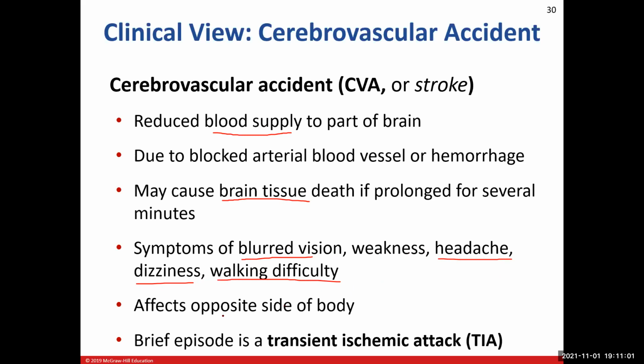We're going to see the symptoms on the opposite side of the body. So if you see their mouth start to droop in the corner on the right side, then their stroke is going to be on the left side of their brain.